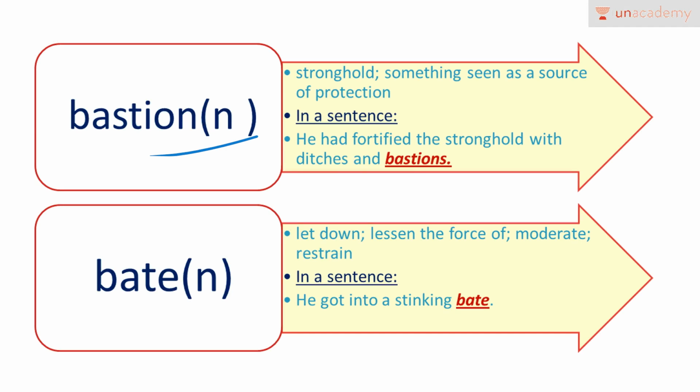Next word, bastion, is a noun. Definition: stronghold, something seen as a source of protection. So in a sentence it would read, he had fortified the stronghold with ditches and bastions. Next word, bait, is a noun. Definition: let down, lessen the force. Let me repeat the definition of bait: let down, lessen the force of, moderate, restrain. So in a sentence it would read, he got into a stinking bait.